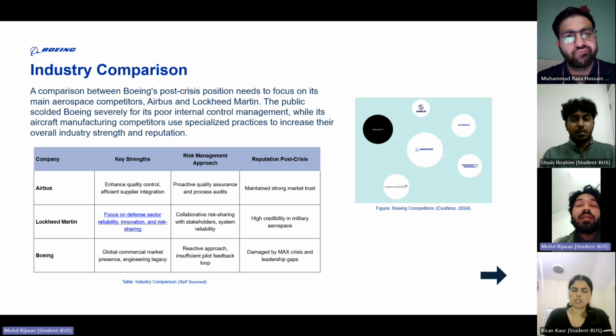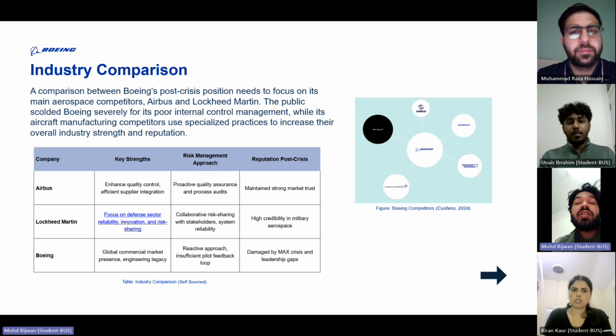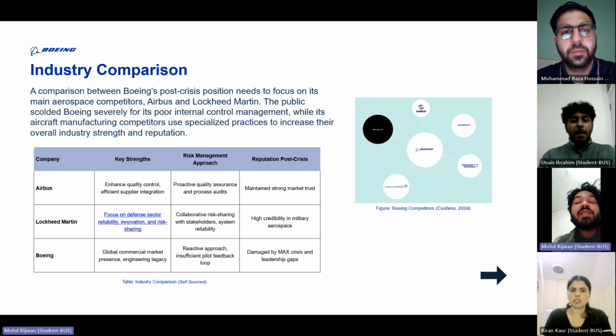Starting with Airbus, they have consistently maintained strong quality control and a well integrated supply chain. And this proactive approach has helped them avoid crises like the Boeing 737 MAX situation. Lockheed Martin, while more defense oriented, excels in establishing risk sharing partnerships. Their emphasis on long term reliability and accountability across stakeholders positions them as a trusted player in aerospace.